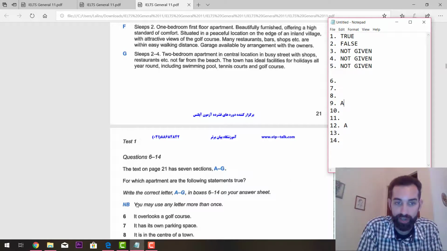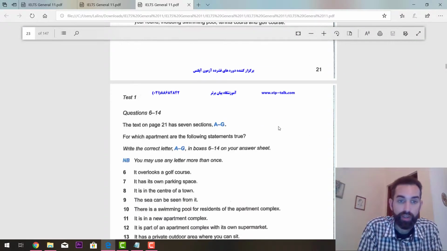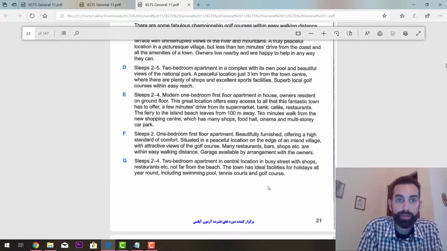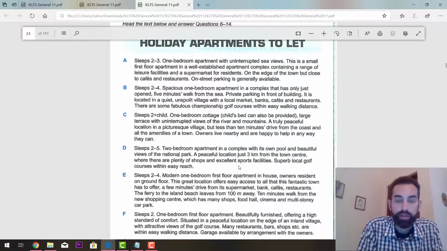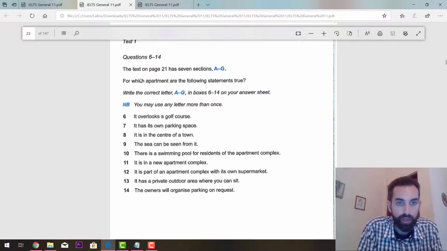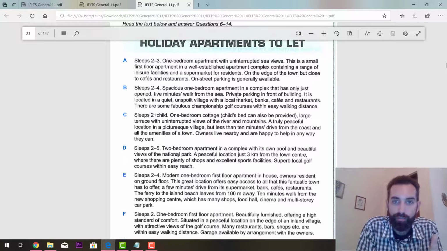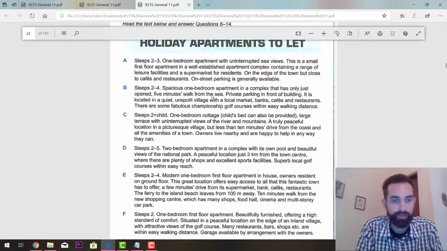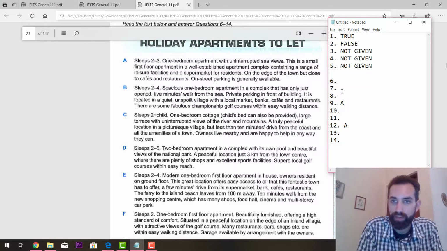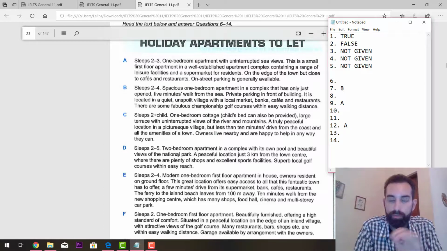So that is what the NB was warning you there. You may use any letter more than once. And that's because the apartment had two different details on two different questions. Now, let's go back up. We were on B, and oh yes, it mentioned 7, it has its own parking space, and B, private parking in front of building. This means that 7 is B, because it has its own parking.